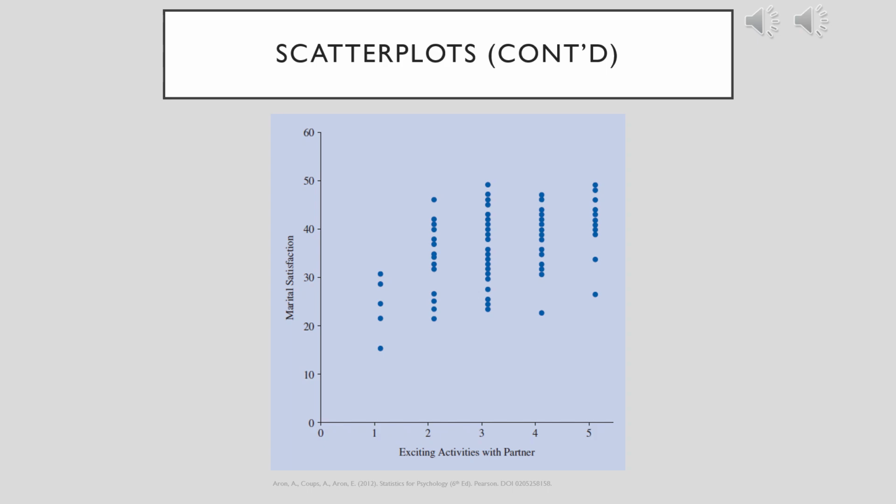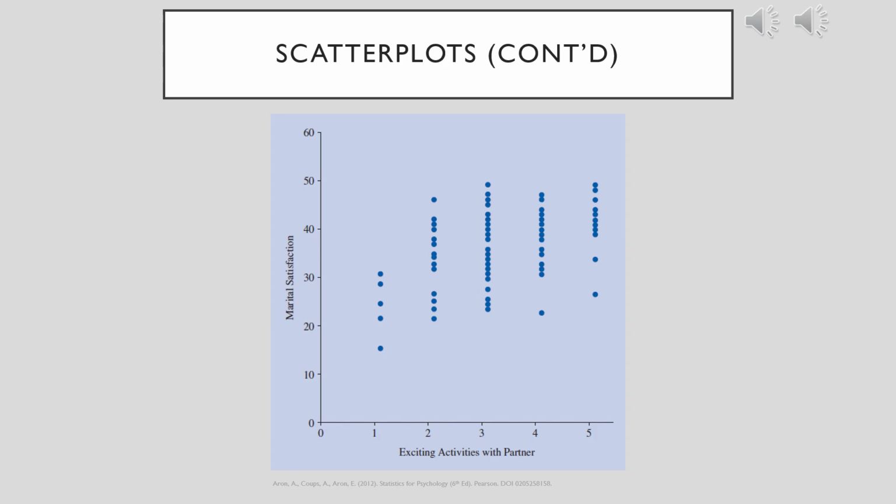But you might just have interval. One of the variables might be an interval variable like this. On the x-axis, you have exciting activities with partner, and there are only 5 possible values: 1, 2, 3, 4, and 5. There's nothing in between that, and so you get this kind of strange pattern where the y variable seems to be more like continuous, maybe a ratio variable, marital satisfaction. Who knows what that's measured on? But you can see that there's not just dots all over the place. Dots can only be aligned on the x-axis, at least, where there are possible values.